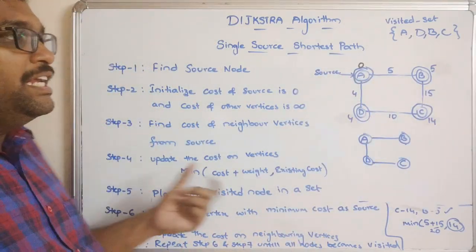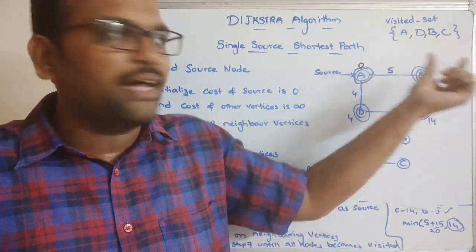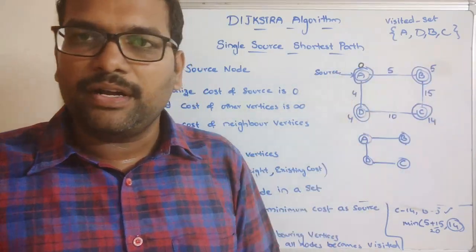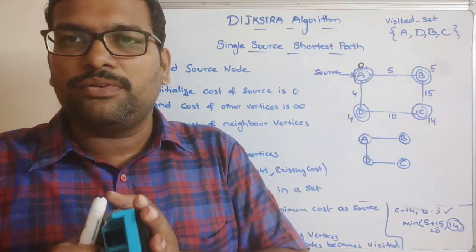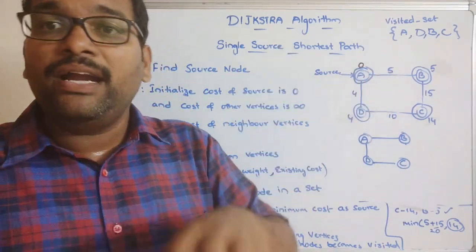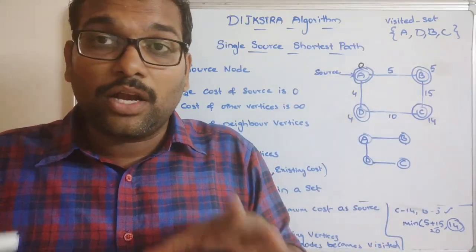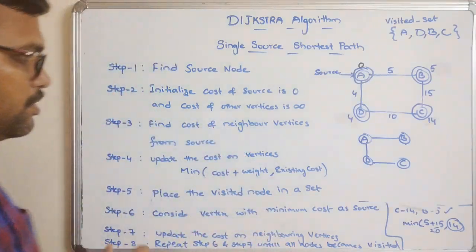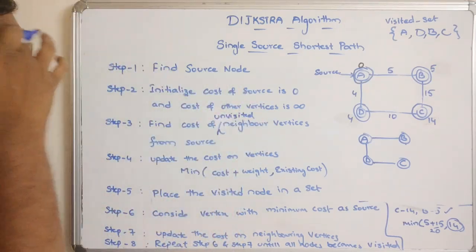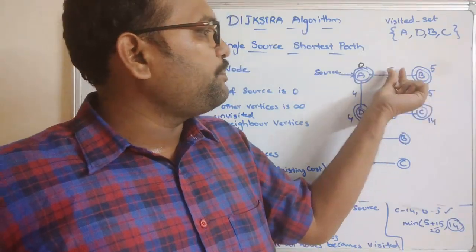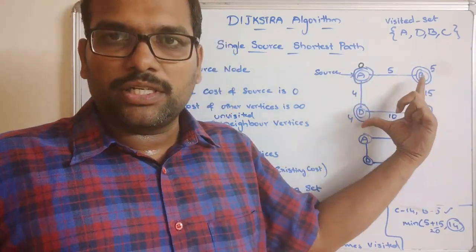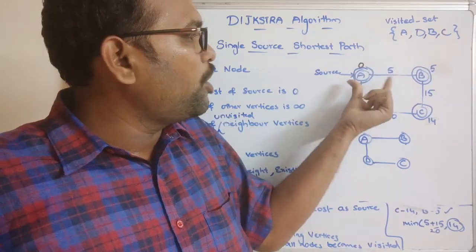Now first initialize the cost of the source as 0 and the other vertices as infinity. Then find the minimum cost vertex from all the vertices. A is the minimum because it is 0. So consider this one, and now find the cost for all the unvisited neighbors. A's neighbors are B and D, so B with a cost 5 and D with a cost 4. A is completed because the neighbors have got a cost, so A will be considered visited. We need not bother about A.